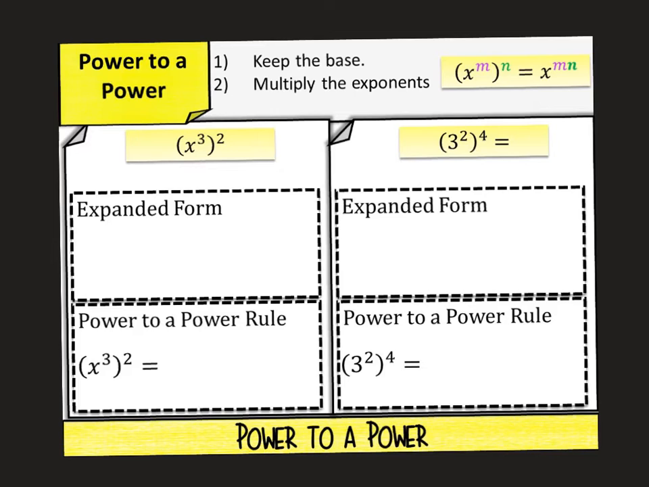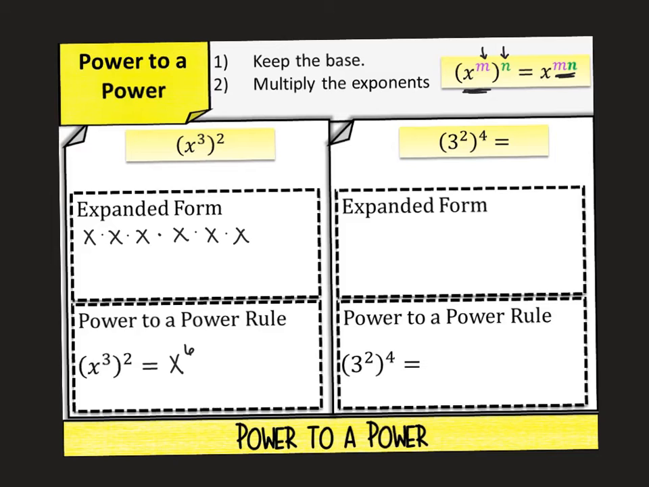If you have a power to a power, so over here I have x to the m to the n, so first power, second power, you are going to multiply. So for this example, I have x to the third. Remember, squaring means times itself, times x to the third. Total, that's x to the sixth.